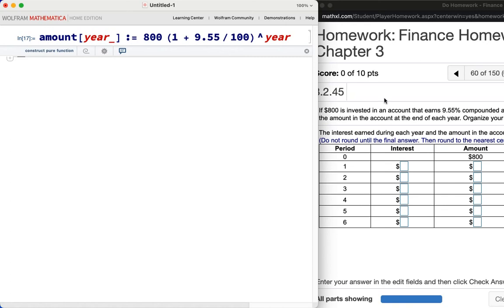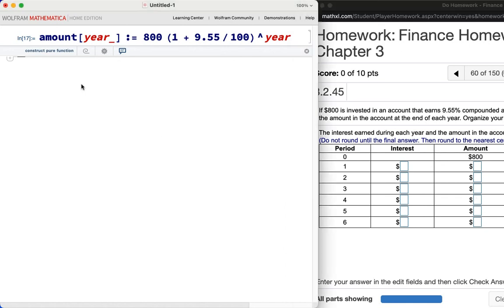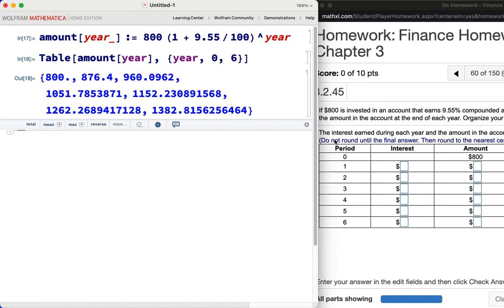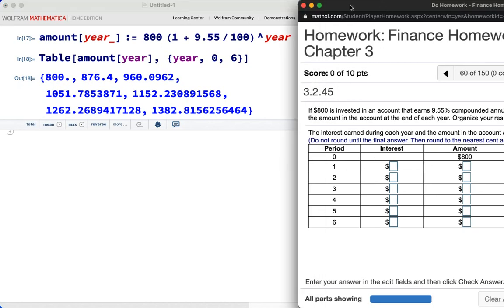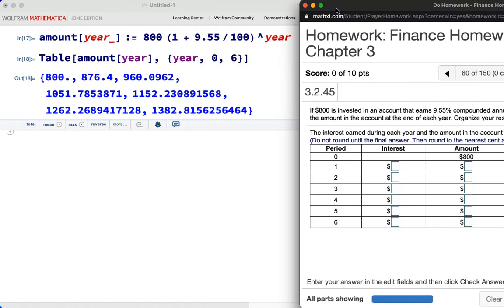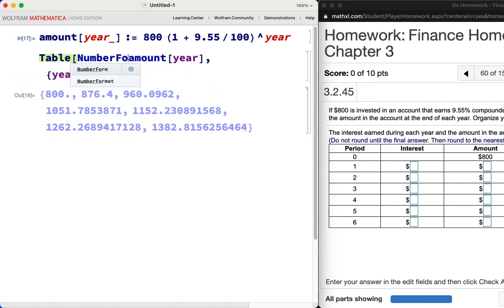Shift Enter. So we can fill out these amounts very easily. Table, amount year. Year goes from 0 to 6. And these are the amounts, although we really would like them rounded to 2 decimal places. It says here, do not round until the final answer, then round to the nearest cent if needed. So the way to do that in Mathematica is very easy. Number form and infinity, that means give me all the decimals, as many as there are, and give me 2 digits after the decimal point.